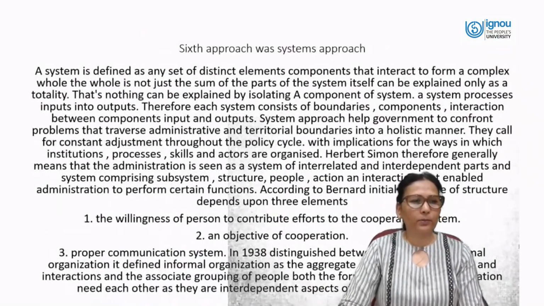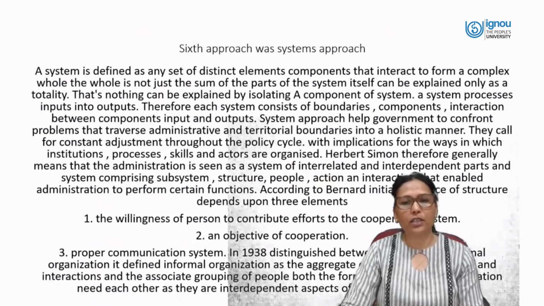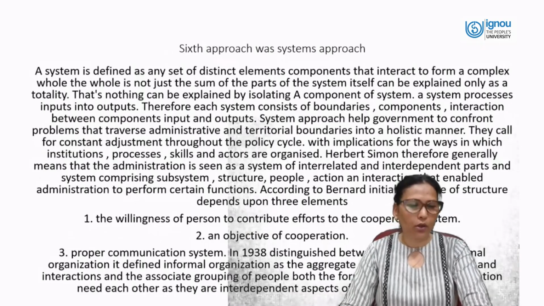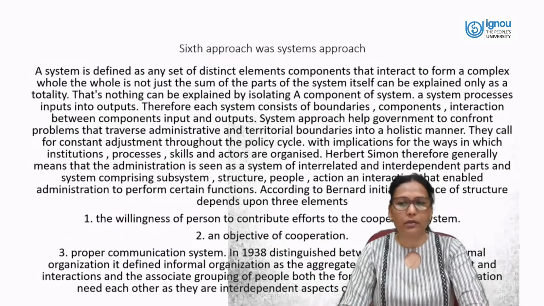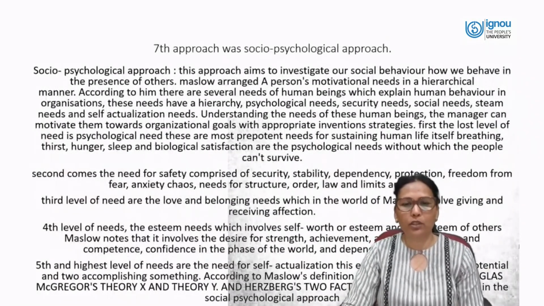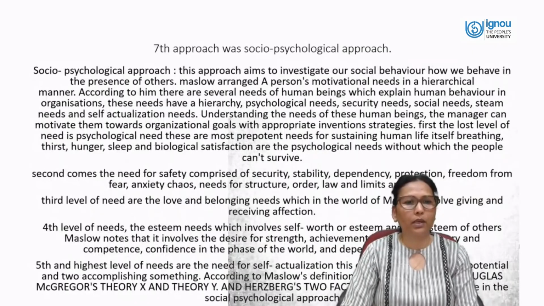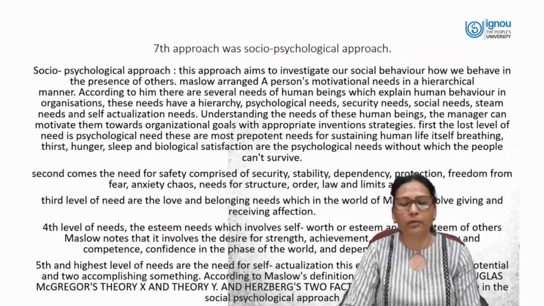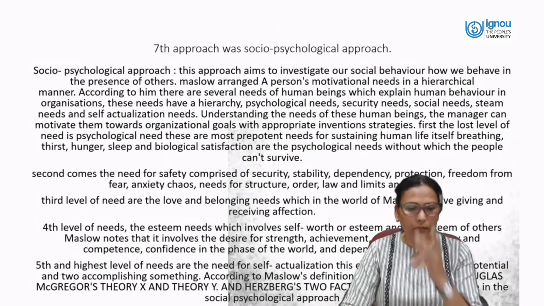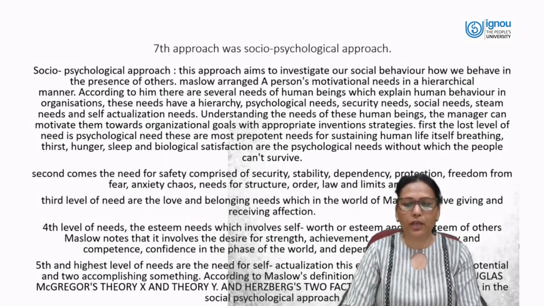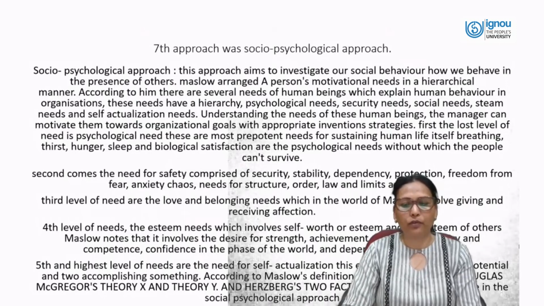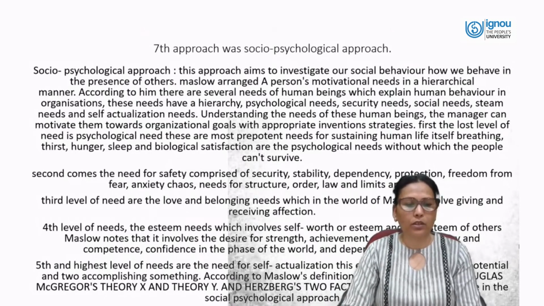Now, the system approach. The system approach is defined as any set of distinct elements or components that interact to form a complex whole. The whole is not just the sum of the parts of the system itself. It can be explained only as a totality. Then was the social psychological approach, which was coined by the approach of investigation of social behavior. According to Maslow, the definition of self-actualization, McGregor's Theory X and Theory Y, and Herzberg's two-factor theory were also there in the social psychological approach.